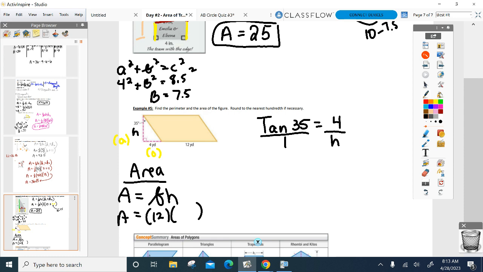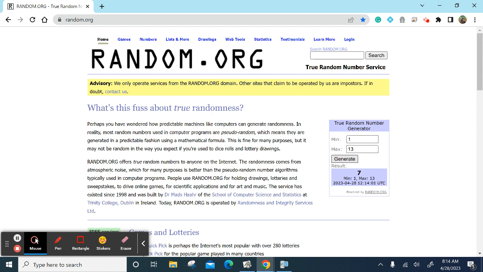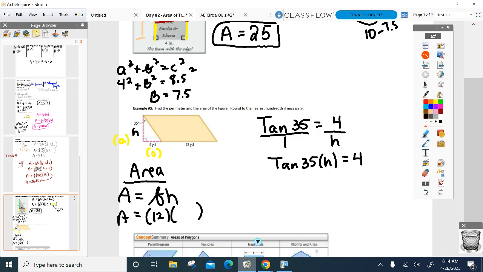All right, so when I cross multiply, I get tangent of 35 times h equals 4. And then what are we doing on both sides here to get h by itself? Divide by tan 35, yep. And you guys can do that right in your calculator.